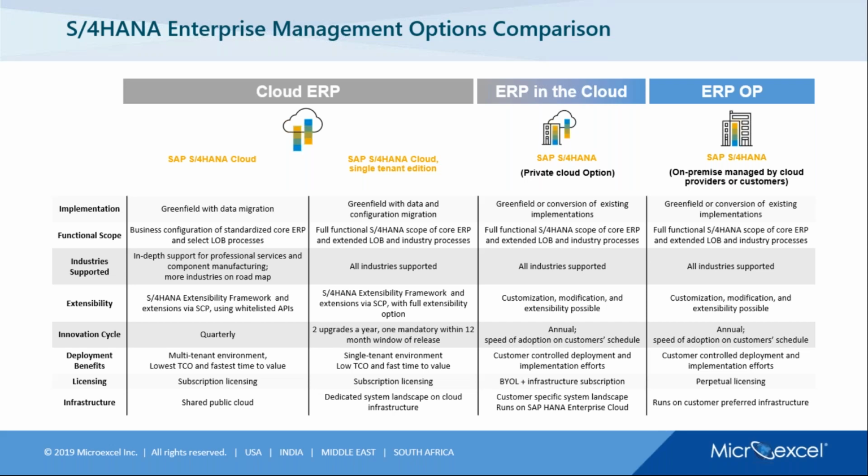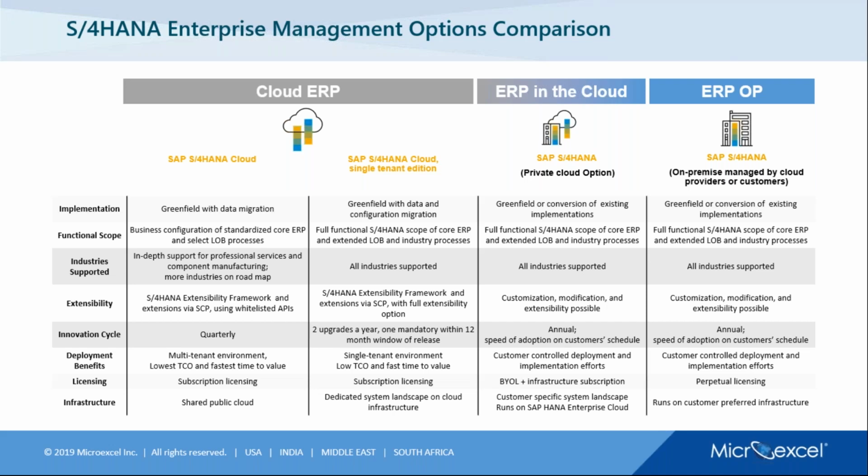If you look at the implementation options, with both the cloud options, we have greenfield only. So whether it is SAP S/4HANA Cloud or S/4HANA Cloud Single Tenant Edition, both options give us the option only of greenfield. Data migration, yes, and configuration migration to a certain extent with the single tenant option. With private cloud and on-premise, it's a fully open option. You can go for a greenfield or a system conversion. That means you can migrate your entire database configurations, transactions, everything into the new system.